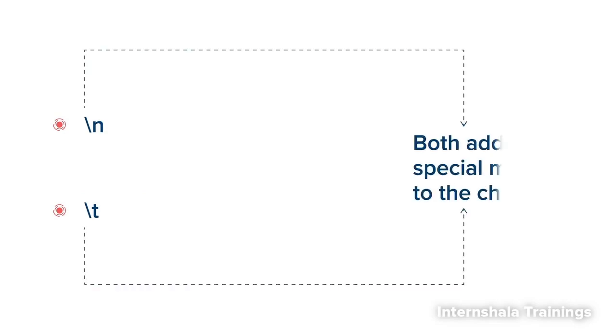The examples which we discussed earlier, that is \n and \t, both add a special meaning to the characters n and t respectively. Because \n represents a new line, it means the escape character, that is the slash, has added a special meaning to the character n. And similarly, \t represents a tab space, with the slash adding a special meaning to the character t.